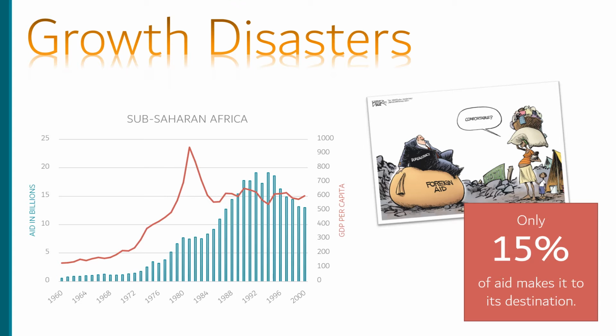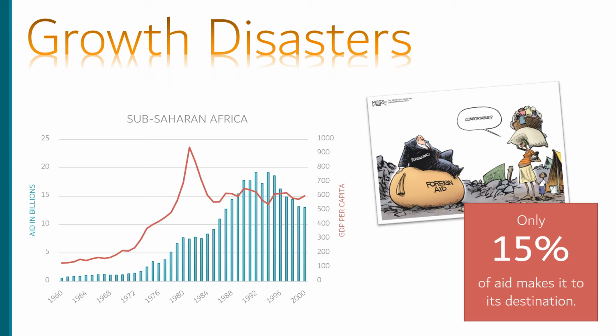Unfortunately, for most of their history, these programs have largely been a disaster. Take sub-Saharan Africa, for example, where most of the world's poorest nations are located. From 1960 to 2000, the amount of money given in aid grew and grew, and while there was some benefit in GDP per capita, it was not nearly enough to lift anyone out of poverty. And after the mid-80s, the growth completely stalled.